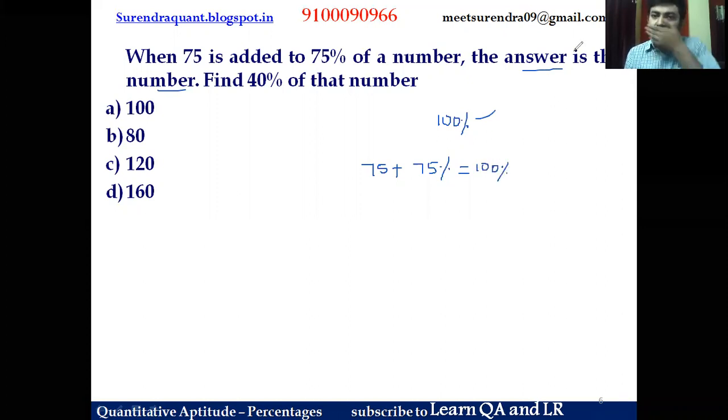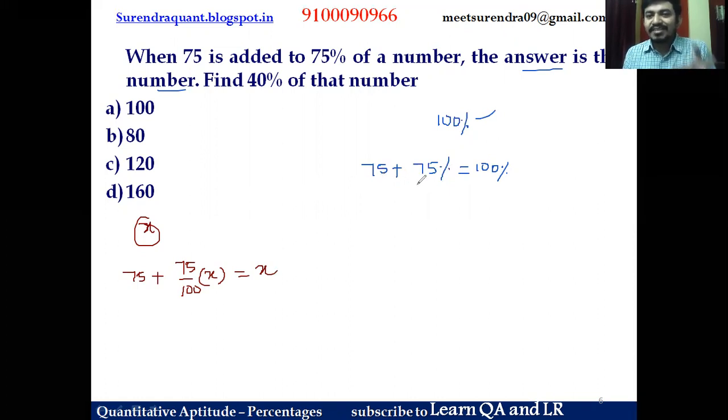Generally, if you see by X model, if you take X as the number, if 75 is added to 75% of the number, the resultant expression is the number itself. Both expressions are the same, but we are trying to avoid X. We are trying to figure out in terms of percentage value. So if 75 is added to 75%, the number is 100%. Friends, if 75 comes to this side, 100 minus 75% is 25%.